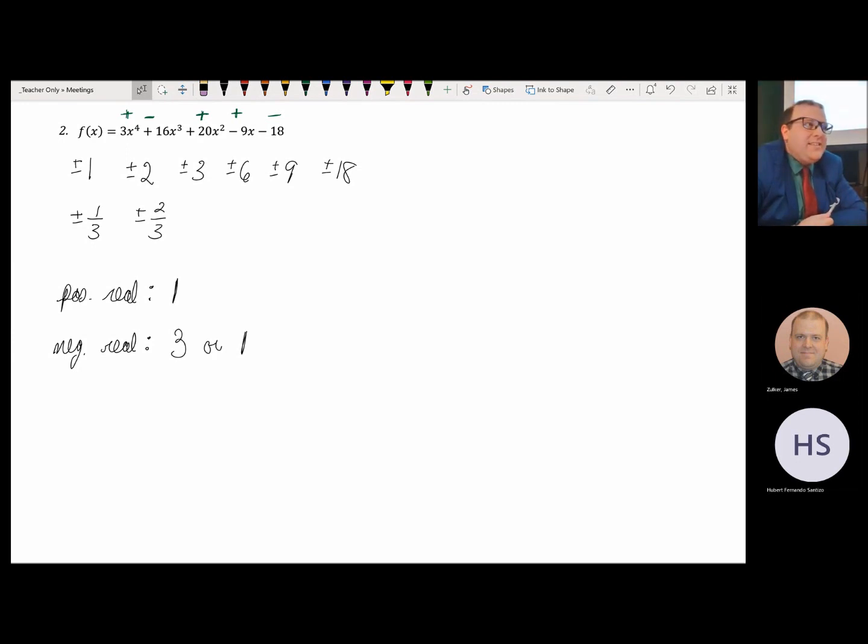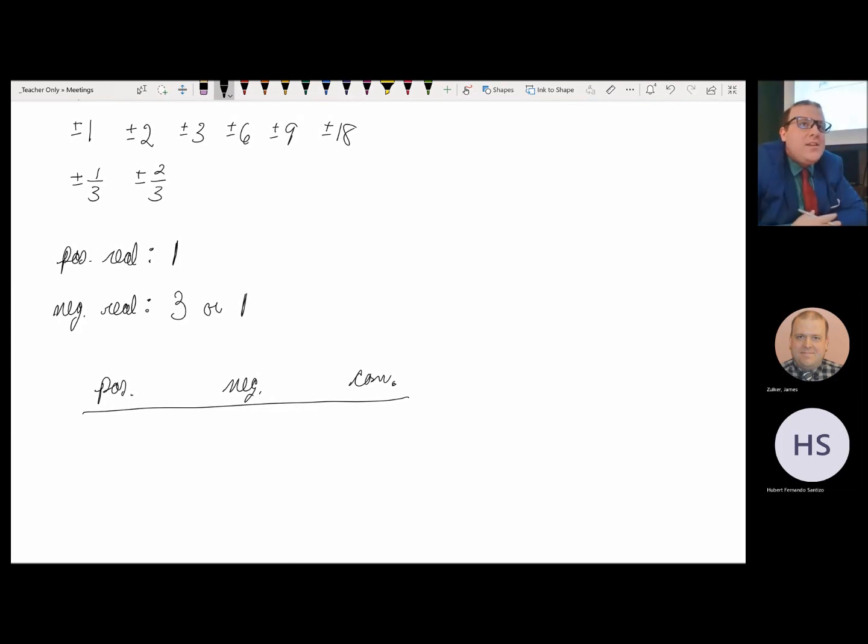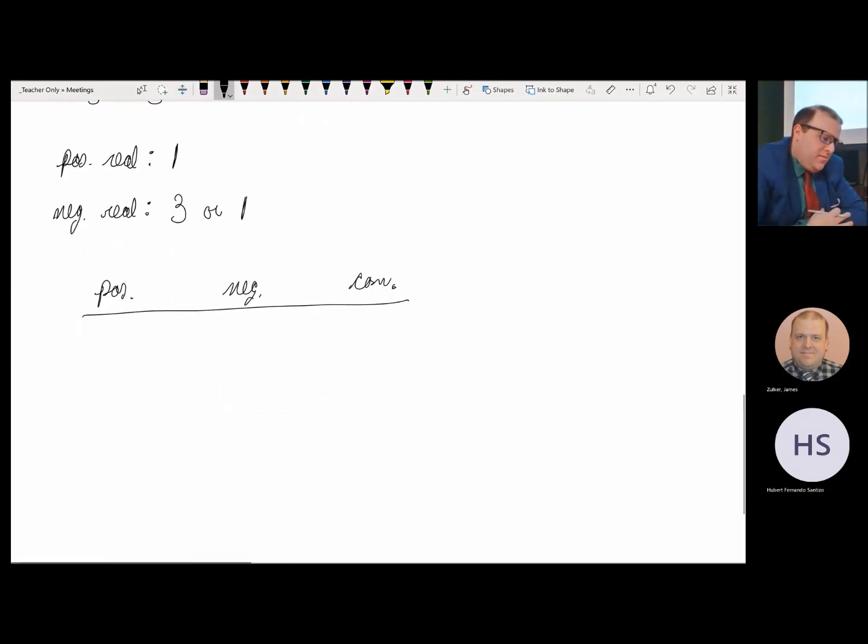Accounting for multiplicities, how many zeros do we have? What's the degree? So how many zeros do we have? 4. We're going to have 4 zeros. Let's list out the combinations. We could have 1 positive, 3 negatives.